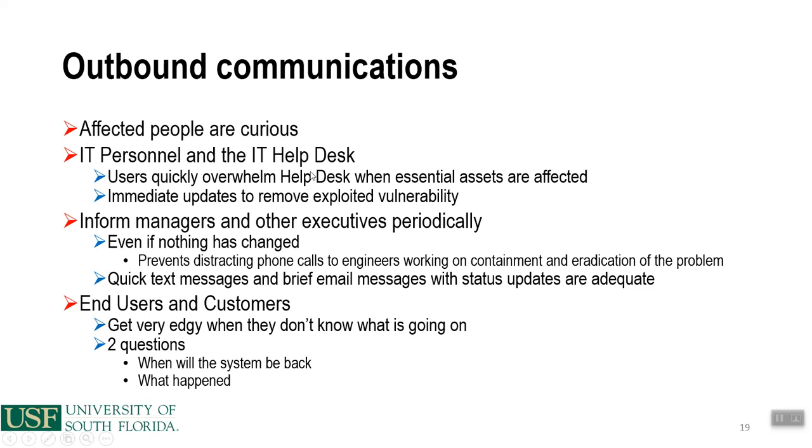IT personnel and IT help desk. So users quickly overwhelm the help desk when essential assets are affected. And immediate updates to remove exploited vulnerability. Inform managers and other executives periodically, even if nothing has changed. So that prevents distracting phone calls to engineers working on containment and eradication of the problem. So quick text messages and email messages with status updates are adequate.